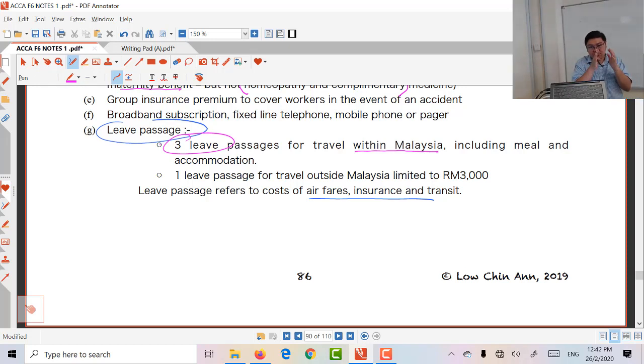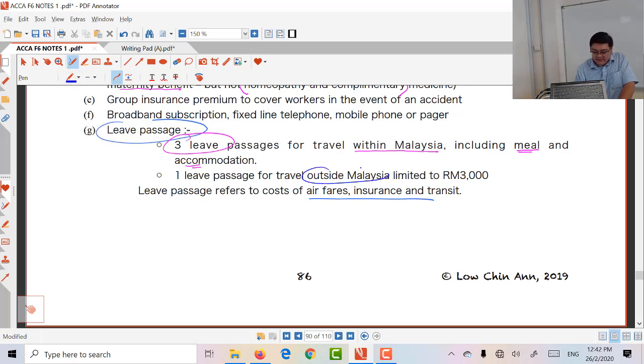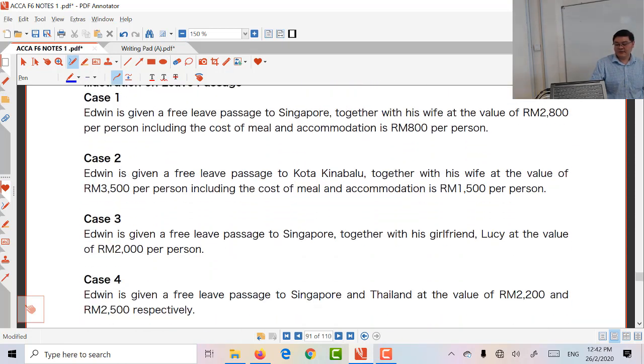The passage goes per passage. Understand? 1 passage can go with many people. But if you decide to go at a different time, that's a different passage. So please understand. Okay? Now, for local passage, the exemption can include the cost of the meal and the accommodation. 3 passages. Now, if you go overseas, right, exemption is only 1 passage, maximum 3,000. That's the limit. Okay? Now, to see whether we understand that, let's just come to the next page.